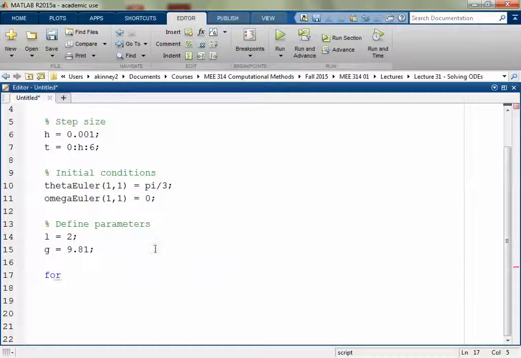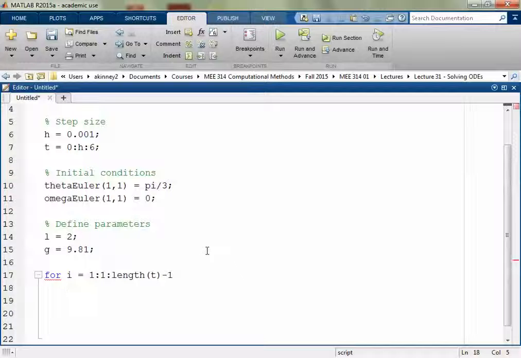And now I'm going to write my for loop. So I have for i equals 1 to what? It's going to be my last value for the loop, length of t minus 1. And why do we do t minus 1? Why not just length of t? Right, because we're looking forward in time. We're looking to get the next value, i plus 1. So we can't go all the way to the end because we're going to run out of values.